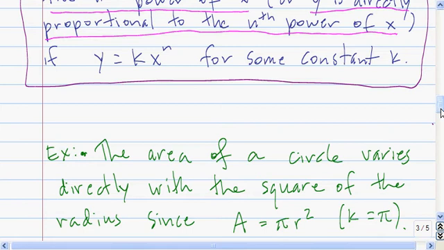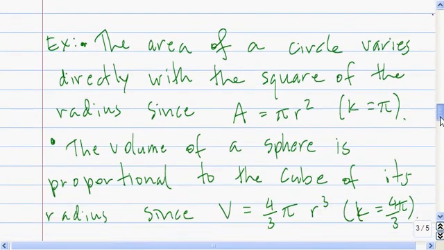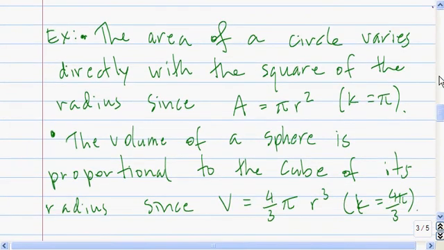All right, the volume of a sphere is another example of varying directly or being directly proportional to. So the volume of a sphere is directly proportional to, so usually the assumption would be if there's nothing that precedes the word proportional to, it means it is directly proportional to. Okay, so this interpretation would be the volume of a sphere is directly proportional to the cube of its radius. And the reason is that the volume is some number times r cubed. So in this case, the constant is 4/3 pi.